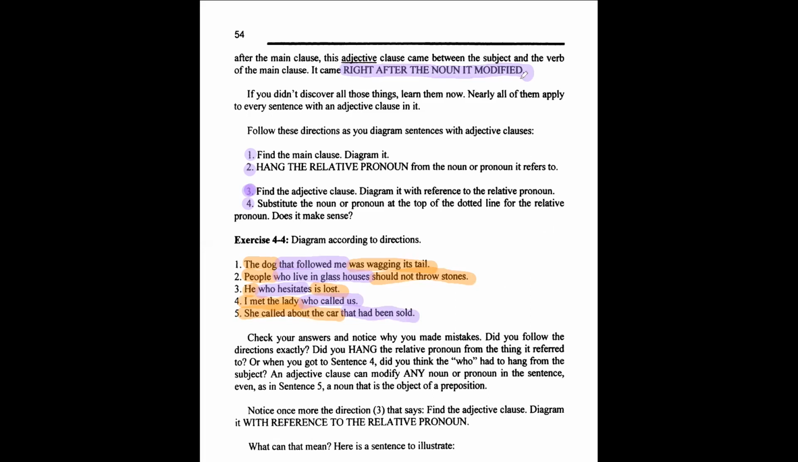If you're having trouble with these, like I can't tell the main clause from the adjective clause, then the trick that I'm offering you is to find the relative pronoun first and the adjective clause. So look at number 1. The dog that followed me was wagging its tail. So here's how to do it that way. That is the relative pronoun. Followed me, that's the verb that goes with it. There, I have the adjective clause. Now take the main clause, the independent clause, and diagram it.